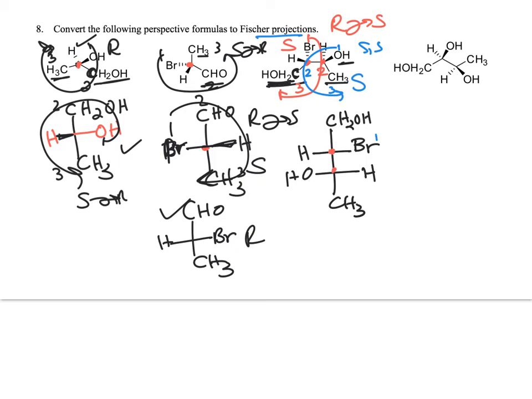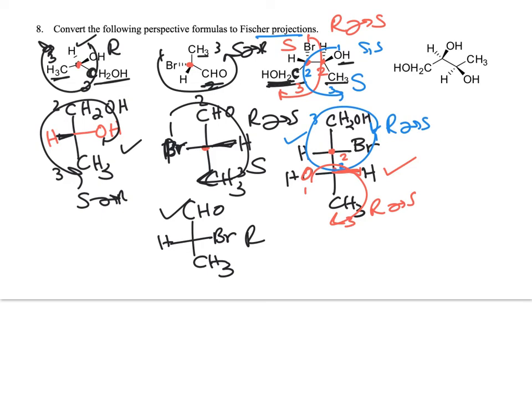So let's see what we have here. 1, and this would be 2 and 3. So R, and then R goes to S. So the first one's drawn correctly. And then here we have 1, and then 2, and then 3. 1, 2, 3. That's R, but then hydrogen's coming at you, so that's S. So that's correct.